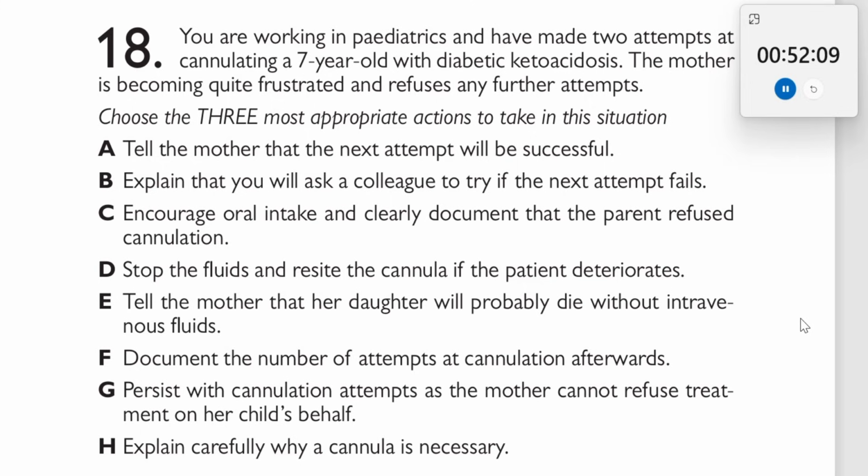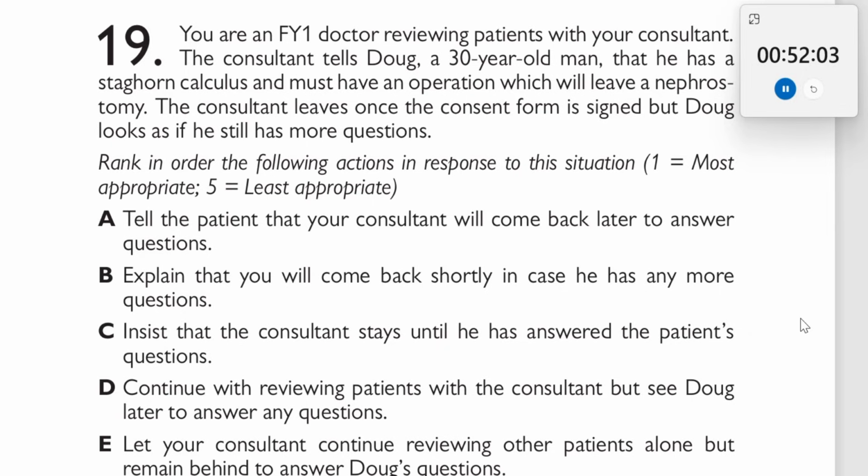Okay, moving to the next one, which is 19. You are with a doctor reviewing a patient with your consultant. The consultant tells the patient, a 30-year-old man, that he has a staghorn stone and must have an operation, which will leave a nephrostomy. The consultant leaves once the consent form is signed, but the patient looks as though he still has more questions.